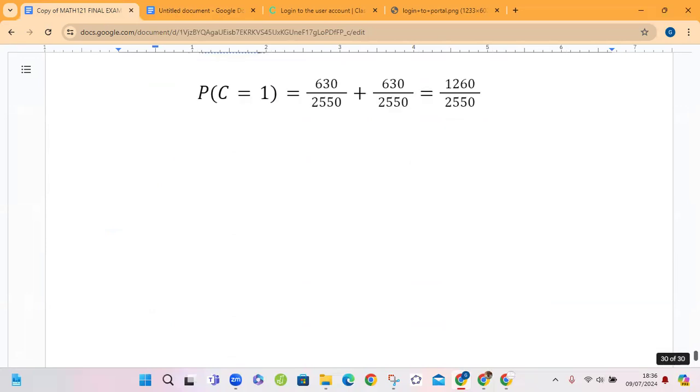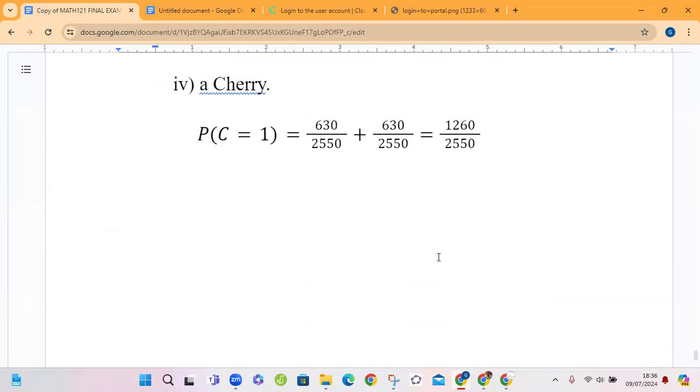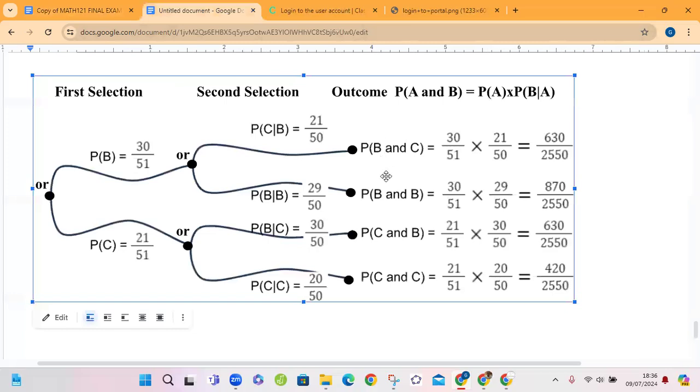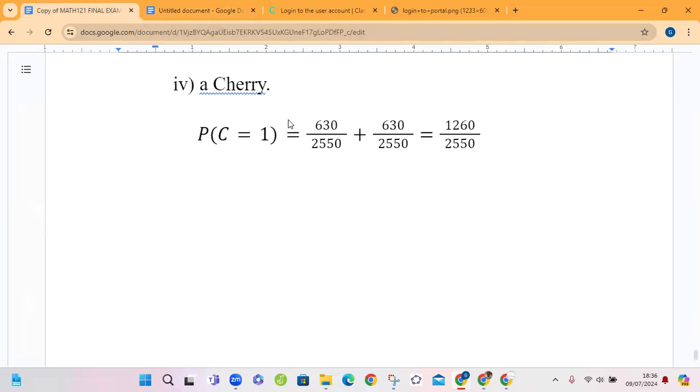And last but not least was the probability of selecting a cherry, meaning one cherry. So she can select a cherry in the first selection, or she can select a cherry in the second selection. So there are two ways she can select a cherry. And as you are hearing the word or, we have to add, and that will be 1,260 over 2,550.